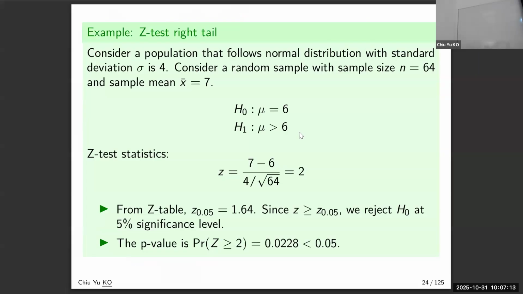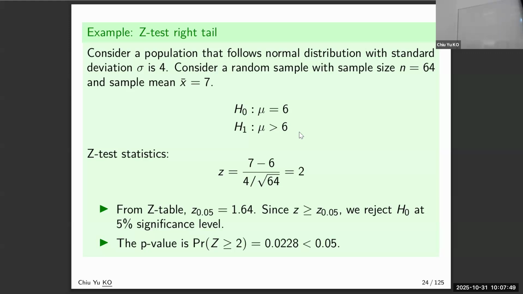Let's look at it carefully. We will have a population with normal distribution with sigma equal to 4. So remember, we know sigma, then we use the Z test. And after the break, we'll talk about when we don't know, we use the T test. And we run a random sample with sample size 64 and X bar is 7. So the hypothesis we have is H0 is 6 and H1 is more than 6.